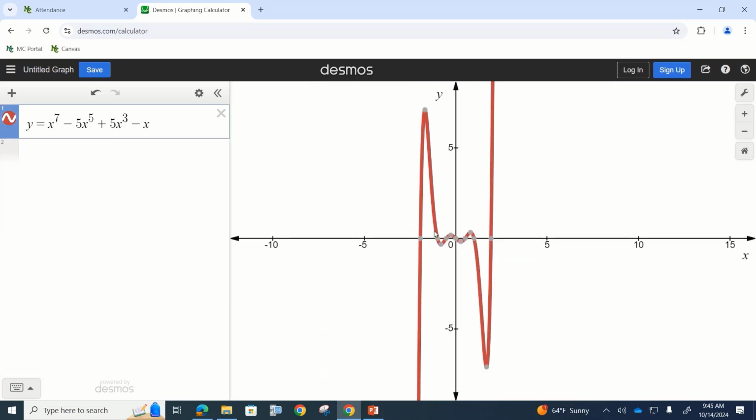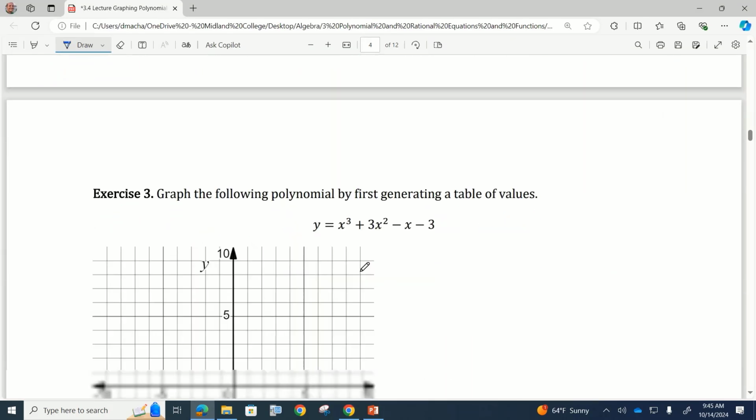Okay, so how many turns? 1, 2, 3, 4, 5, 6, right? Every local maximum or local minimum, a place where it goes from increasing to decreasing, or from decreasing to increasing, that's what we call a turning point. You can see I got 6 of those. But something to try on Desmos, if you have a moment to spare.